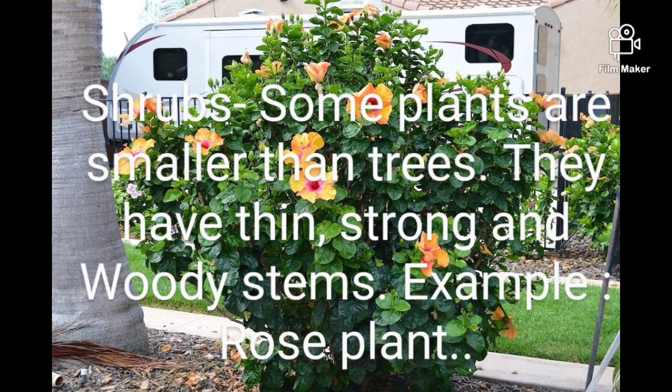Now the next type of plant, that is shrubs. Some plants are smaller than trees. They are called shrubs. But they are larger than herbs. You should remember this, children. And their stem is thin, strong, and woody. Rose plant and jasmine plant are examples of shrubs. Shrubs may look like a bush also. Okay, so you can also see in the picture.